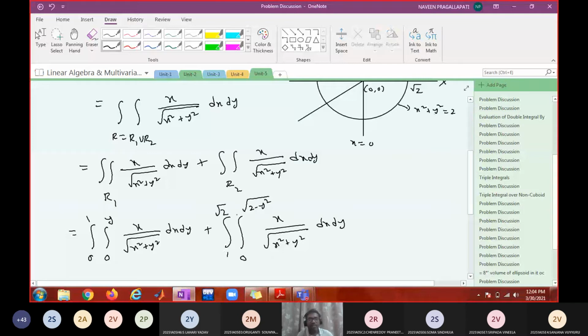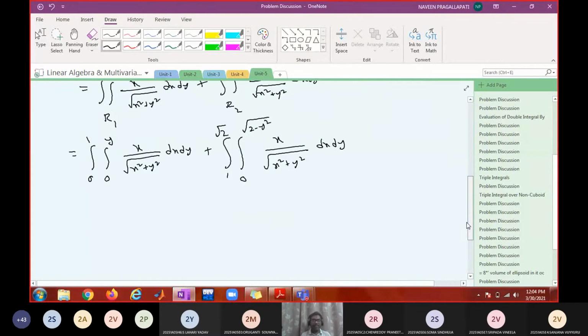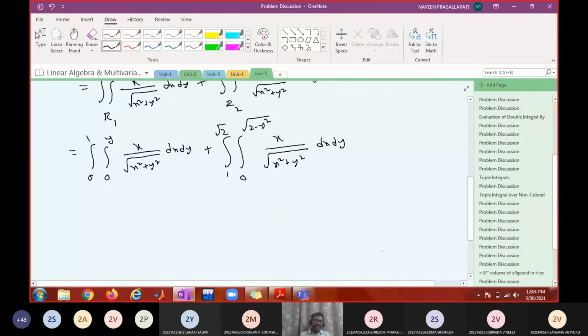That's it. Once the limits are done, the rest of the thing is doing the integration. Use your knowledge of integration to evaluate these. Can you do this part? I think this is a simple integration only. When you are integrating with respect to x, y is treated as a constant. So x is there in the numerator. If you consider x square plus y square equal to t square, 2x dx will be dt. So I think this is a simple integration only. Will you do that part? Shall I leave that to you?